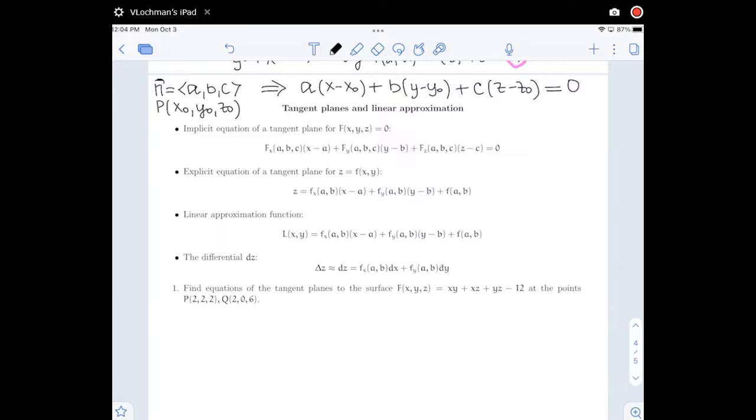Okay, so there are two forms that you see here for an equation of a tangent plane, and that's what tangent planes are used for. They're used to approximate behavior of functions that are so complicated and messy that it's not worth the time and resources to deal with the actual function.